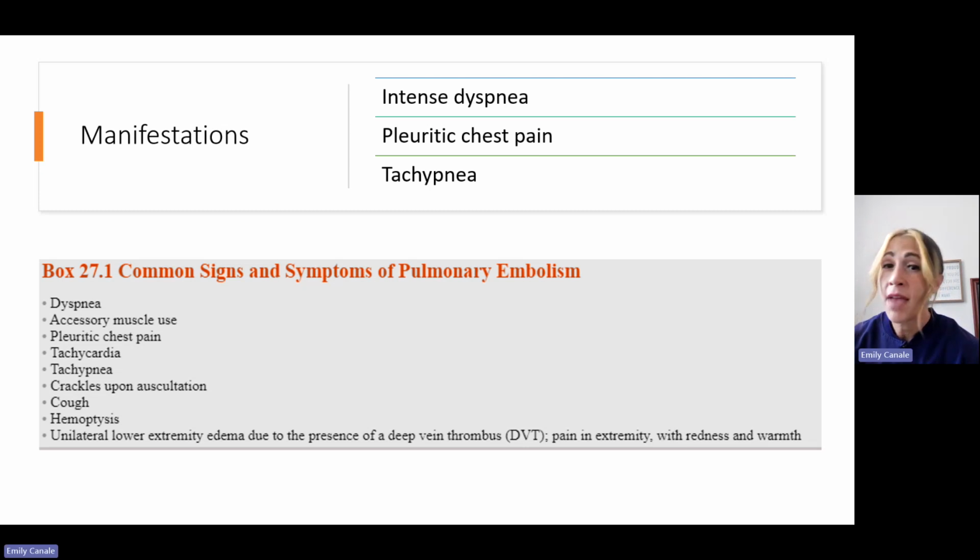If it's a massive PE, meaning it's very large, they could also have jugular venous distension, JVD. They could also become tachycardic just because of that decreased cardiac output. So they could have a low blood pressure as well.